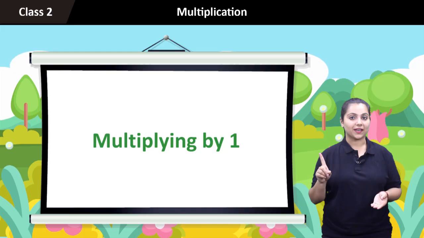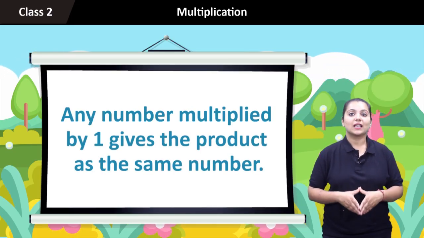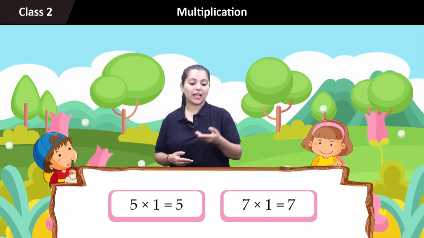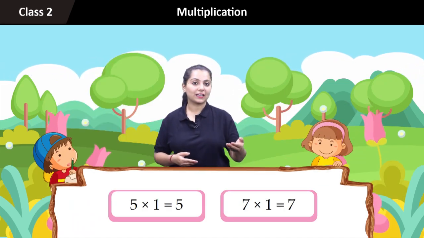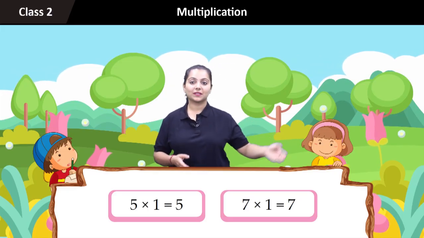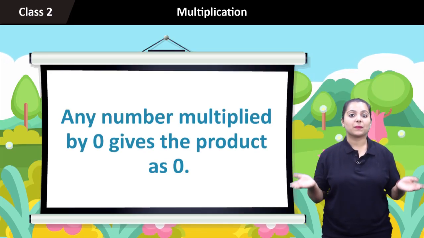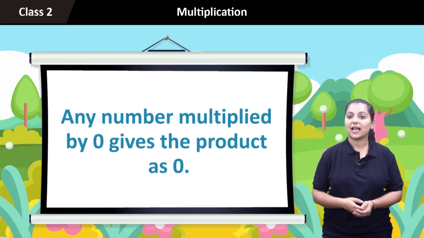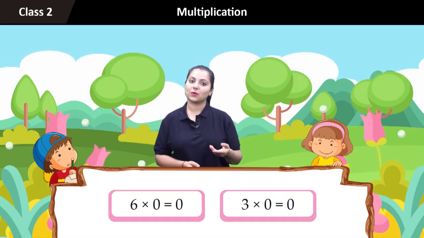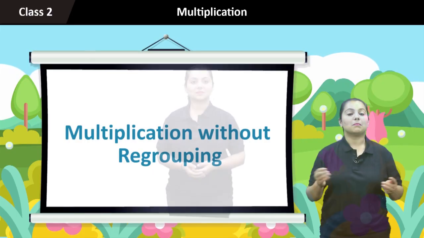Multiplying by 1. Any number multiplied by 1 gives the product as the same number. 5 ones are 5. 7 ones are 7. Multiplying by 0. Any number multiplied by 0 gives the product as 0. 6 multiplied by 0 gives 0. 3 multiplied by 0 gives 0.